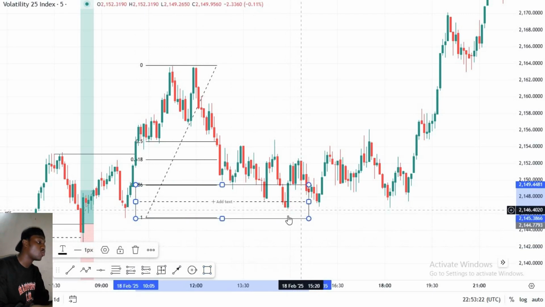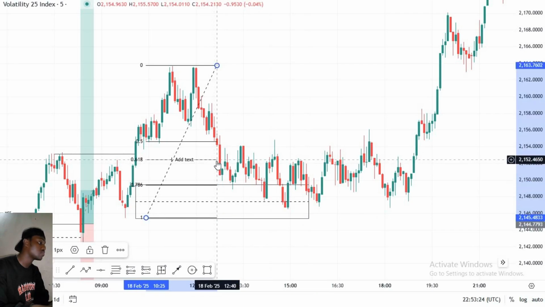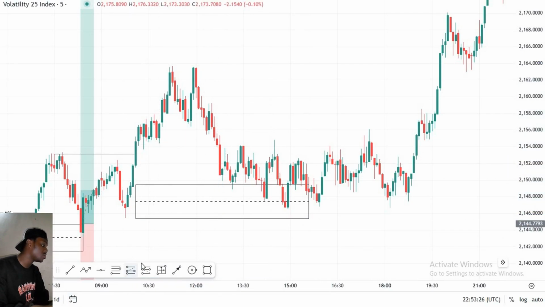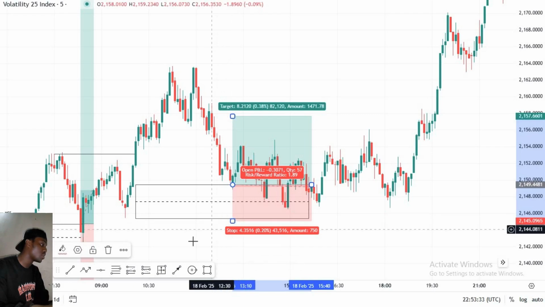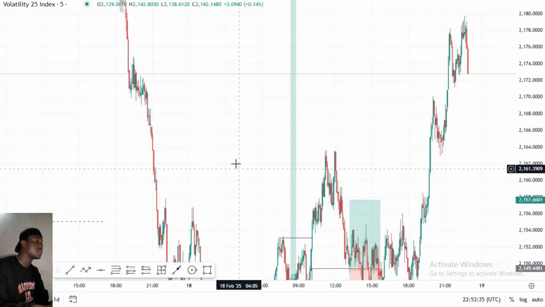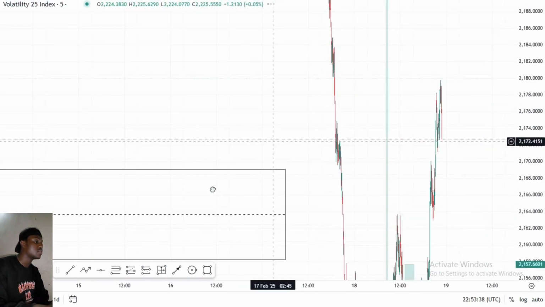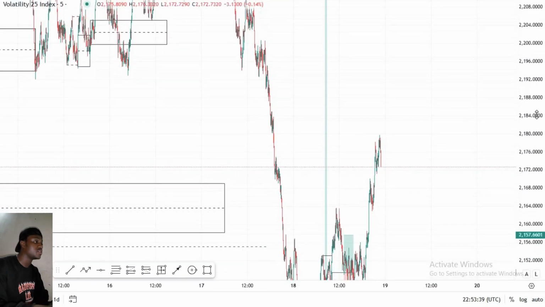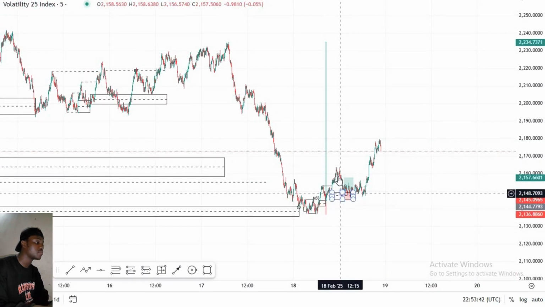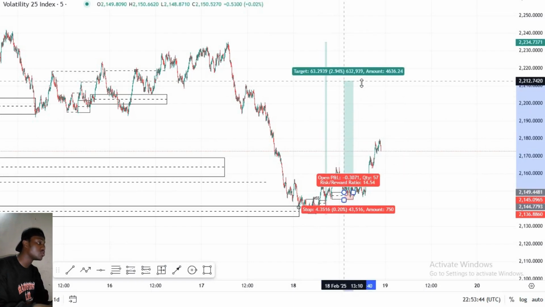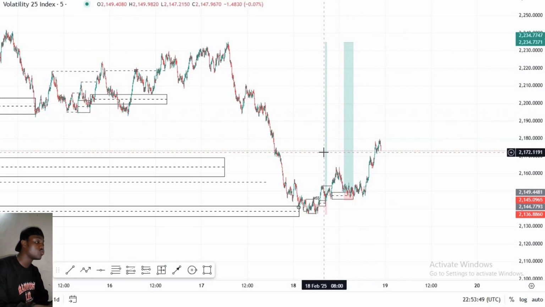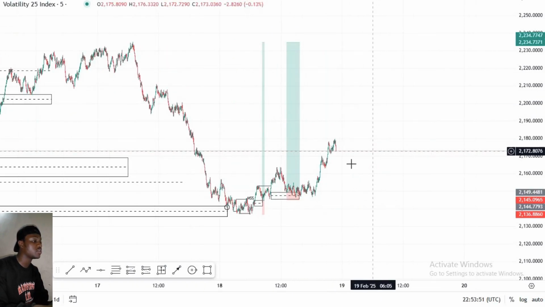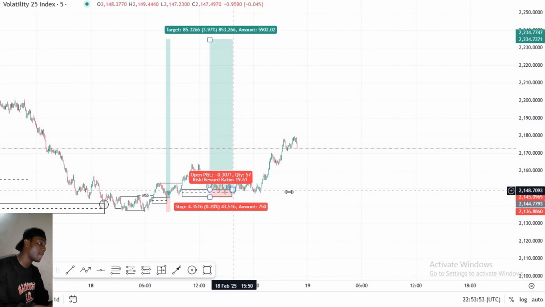The market came and mitigated it, giving us our second entry, with our stop loss being at the low, right here, targeting the draw liquidity. Where is the draw liquidity? This is the draw liquidity, and this is the extreme high. So 1 to 11 and 1 to 19, giving us a 1 to how much?